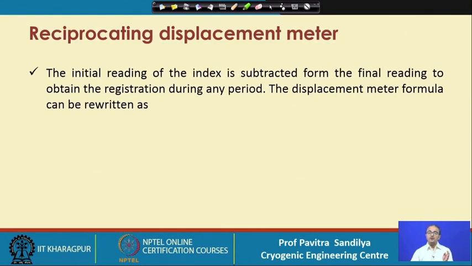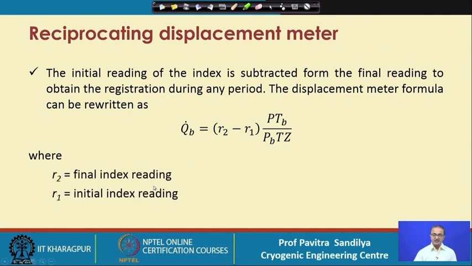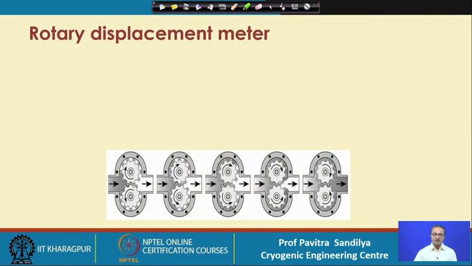In our application, we note the initial reading of R and then the final reading of R, and if we subtract the initial from the final, we get the flow rate. So R2 is the final reading of the registration and R1 is the initial registration, and this we do to get the flow rate. This is the index reading.